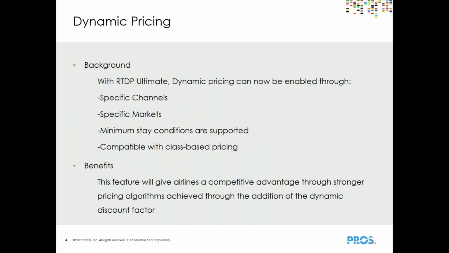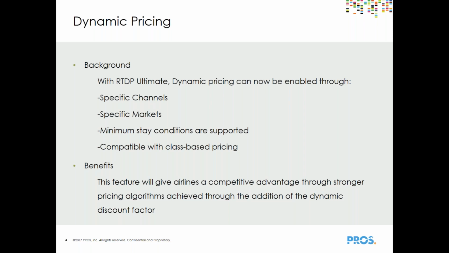All right, let's jump right into the features. So with RTDP Ultimate, as I mentioned, dynamic pricing can now be enabled and is able to be configured through specific channels. So the user will be able to configure specific channels for dynamic pricing to apply to, specific markets. The minimum stay conditions are also supported. These basically allow the user to configure which fares will be eligible for dynamic discounting. And finally, it will be compatible with class-based pricing.